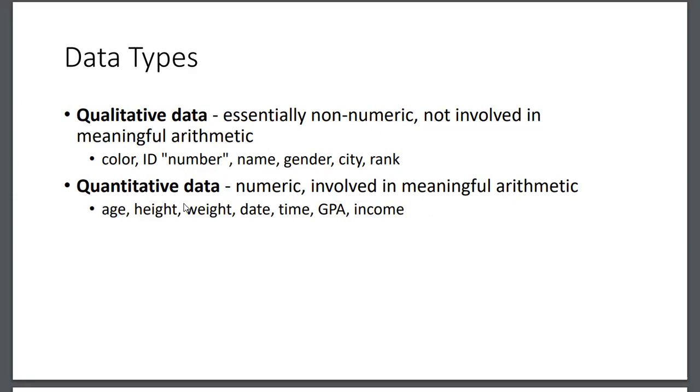Examples of quantitative data, which are all numbers: age, height, weight, date and time, grade point average, numeric on a 4-point scale, and income, a monetary data item.